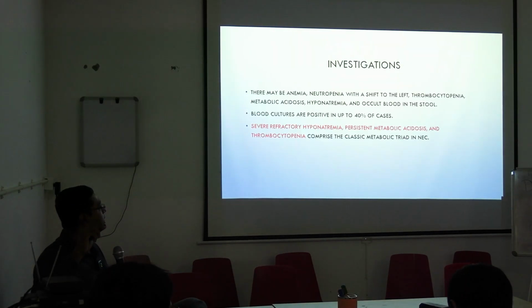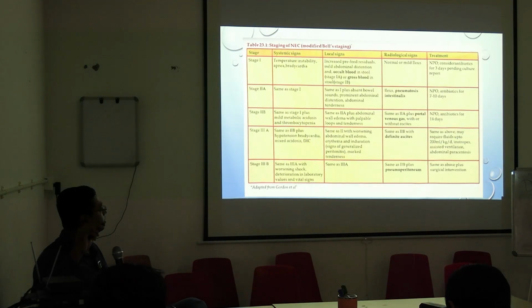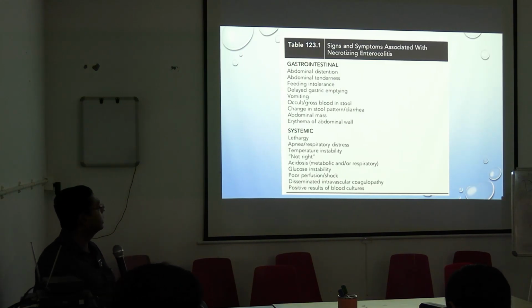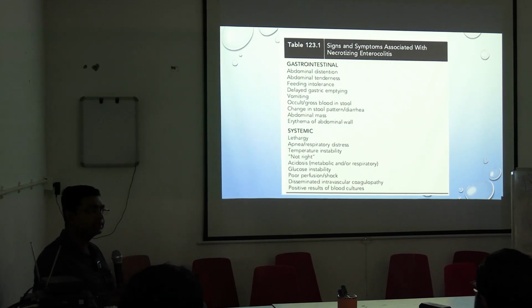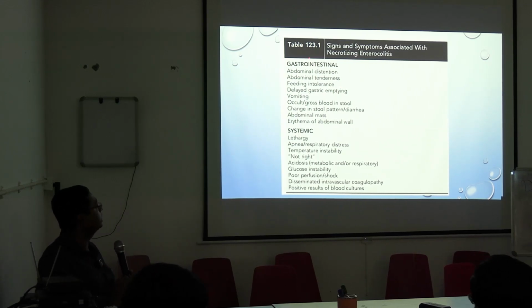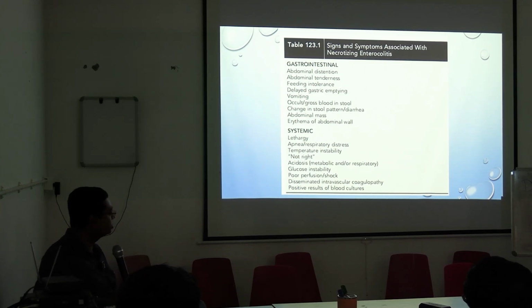So, okay, the four stages are understood. Now what are the clinical features? Clinical features can be GI features and systemic features. If you remember the stages, you can remember the features automatically. Abdominal distension, tenderness, feeding intolerance, vomiting, delayed gastric emptying, occult or gross blood in the stool, etc. Systemic features like lethargy, apnea, acidosis, glucose instability, features of poor perfusion and DIC.